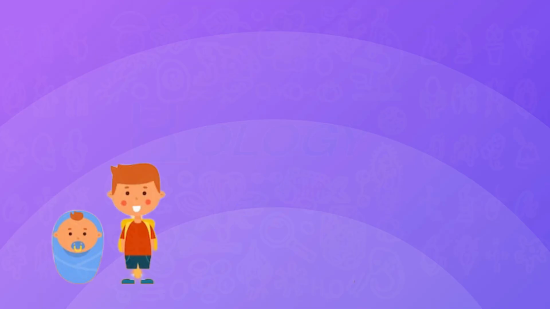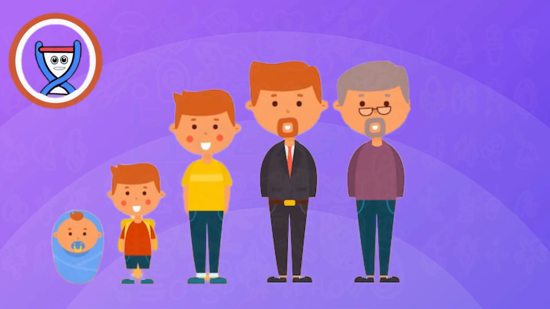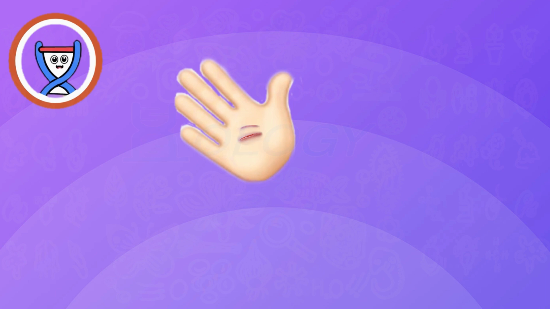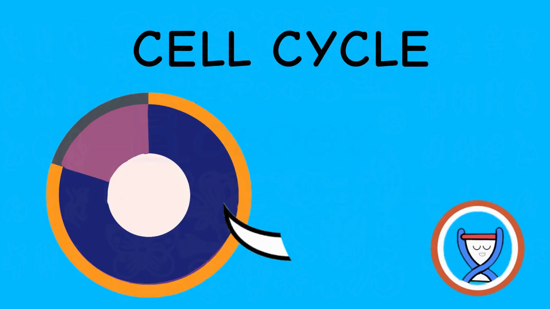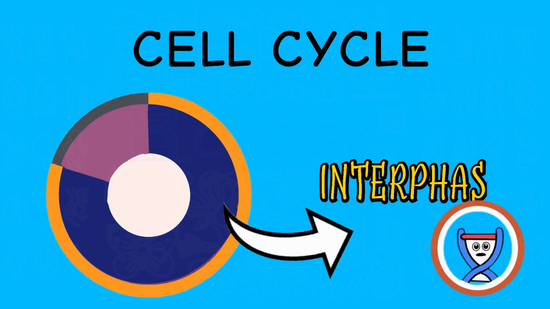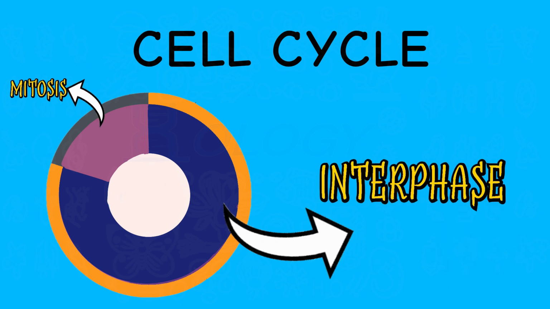The cell cycle is an essential process that allows living organisms to grow, develop, and repair damaged tissues. It is a tightly regulated sequence of events that cells go through to replicate themselves. In eukaryotic cells, or cells with a nucleus, the stages of the cell cycle are divided into two major phases, interphase and the mitotic M phase.